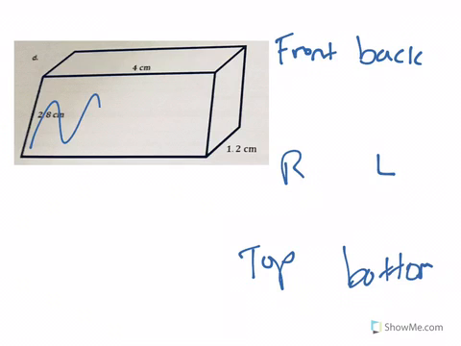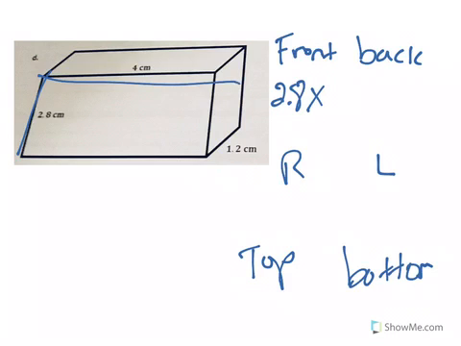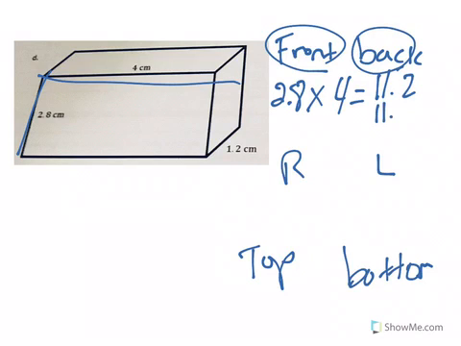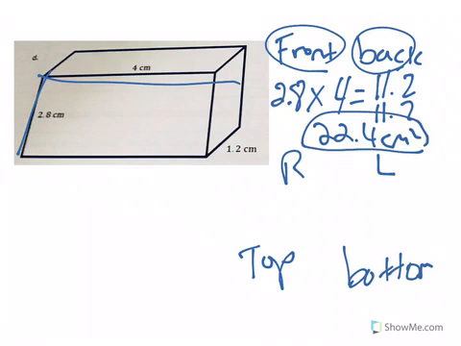All right. So for the front, which is this side here, it's 2.8 times 4. It's going to give me 11.2, but that's just the front. So the back would give me 2 of those. So I end up with 22.4 centimeters squared. That's the surface area of the front and the back combined.